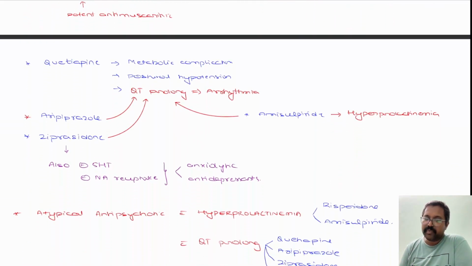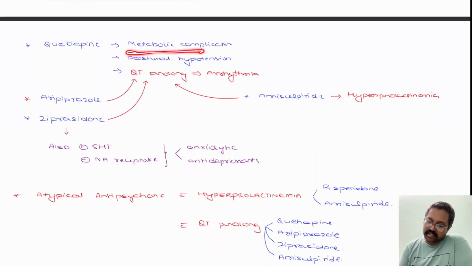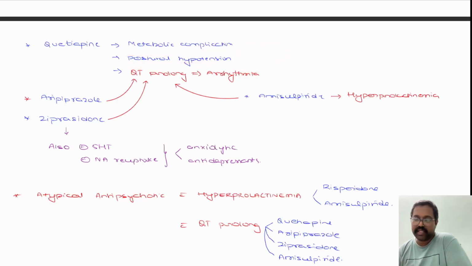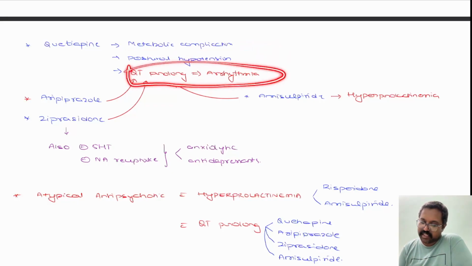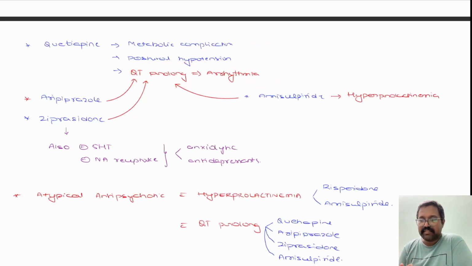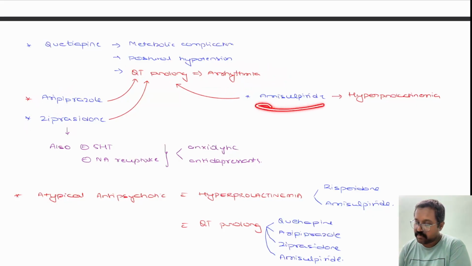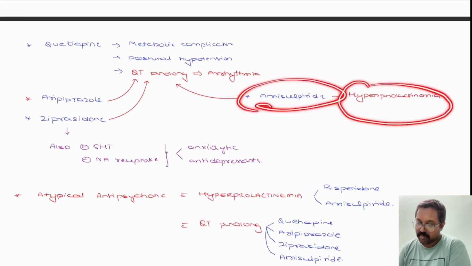Next, coming to quetiapine. Again, quetiapine is an atypical antipsychotic. It causes metabolic syndrome and postural hypotension, due to the alpha 1 blocking activity. Very important, QT prolongation will occur with quetiapine, and with QT prolongation, arrhythmia can occur. Other drugs which can cause QT prolongation along with quetiapine are aripiprazole and ziprasidone. We also have amisulpride, which can lead to hyperprolactinemia.